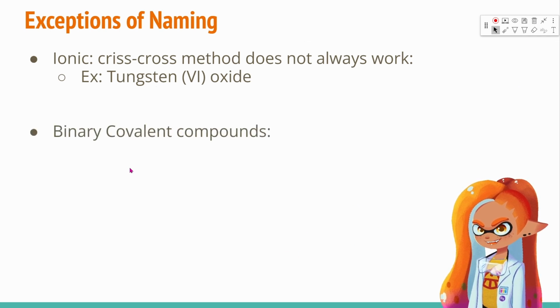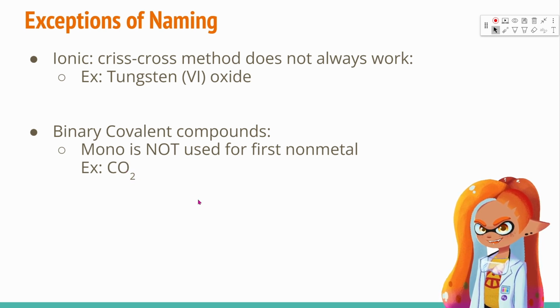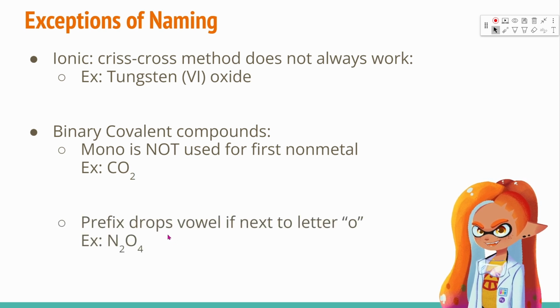Okay, now if you have binary covalent compounds, mono is never used on that first one. So carbon is by itself and the prefix for one is mono. But if it's the first element, do not use it. So this is carbon dioxide, because di is 2, so therefore you need to emphasize that oxygen has 2. If you have a prefix and it has a vowel in it and it's going to be next to the letter O, then you have to drop that vowel.